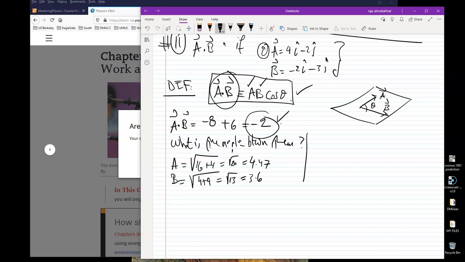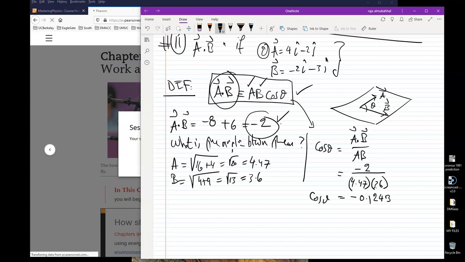So now, look at this. I take this formula, cosine theta, and just solve for cosine. That's going to be A dot B over AB. See that? So A dot B is negative 2 over A times B, which is 4.47, the magnitude of A, times 3.6. And then I'm going to calculate that. So that's going to be 2 divided by 4.47 times 3.6. I'm using the calculator. And then I'm going to get negative 0.124. So cosine theta is 0.124.